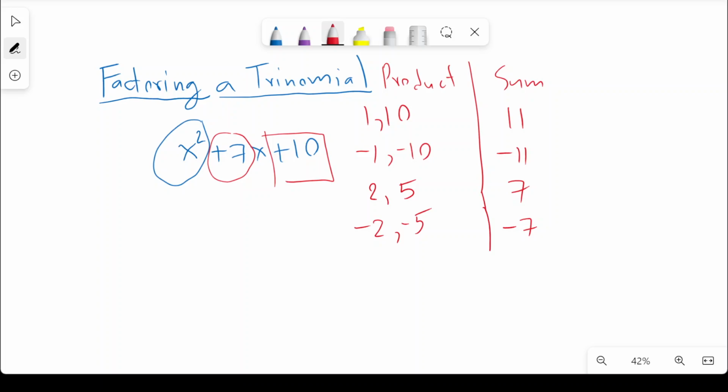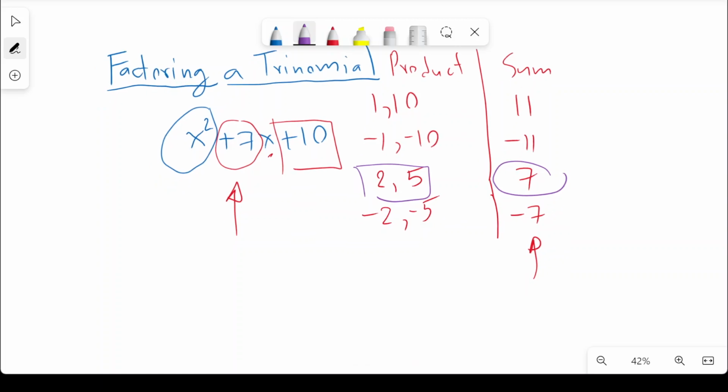And the last step is that we look at the middle term, the x term, including the sign in front of the x, which is plus 7 for this example. Now you look at the sum column and find the plus 7. Okay, plus 7 is over here, right? And now you found the two numbers whose product is plus 10 and whose sum is 7.